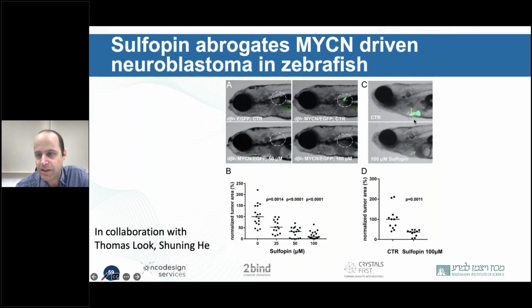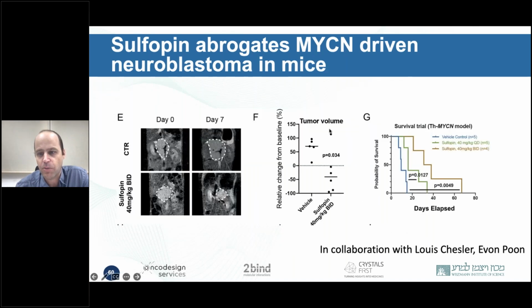And perhaps in a more challenging experiment, if you take one of these tumors and you transplant them into naive fish, we can also reduce the tumor size upon treatment with sulfopin in the swimming water. In a similar genetic model in mice, again, MYC is genetically overexpressed in neurons. You can see that treatment with sulfopin twice daily, 40 milligrams, can shrink tumors as assessed by MRI after 7 days. You can see this is statistically significant, but even more important, it really extends the overall survival of the treatment group. Again, this is in dose response.